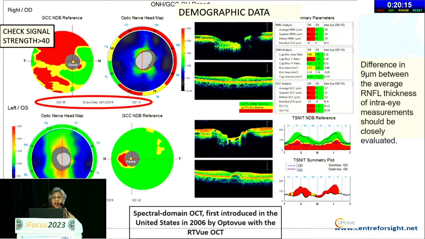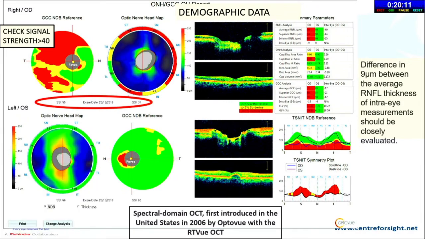We want to know where it falls. If you've got a 10-year-old, or a 15-year-old, or a 20-year-old, and you're comparing it with an 80-year-old, that won't do. So that's very important. Next, check the signal strength. In this machine, as per the manufacturers, it should be above 40. Unfortunately, in printouts, you'll find that the signal strengths are given in various places.